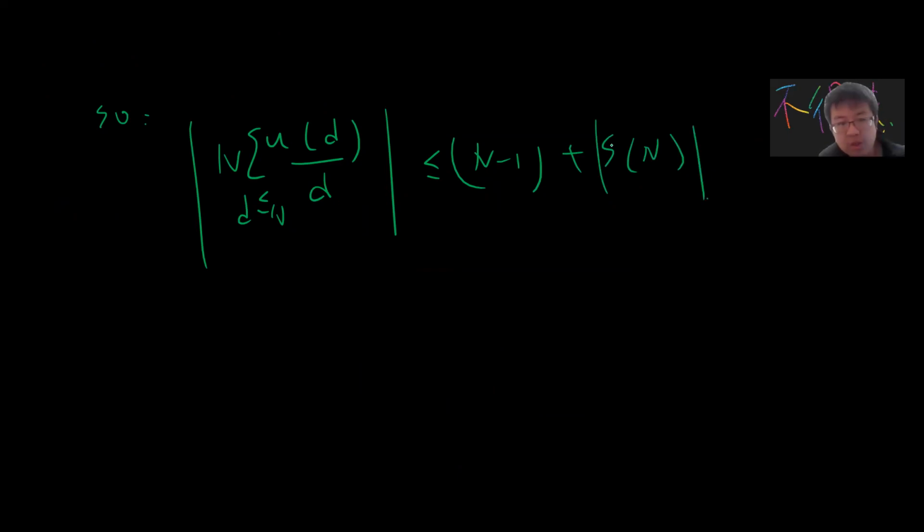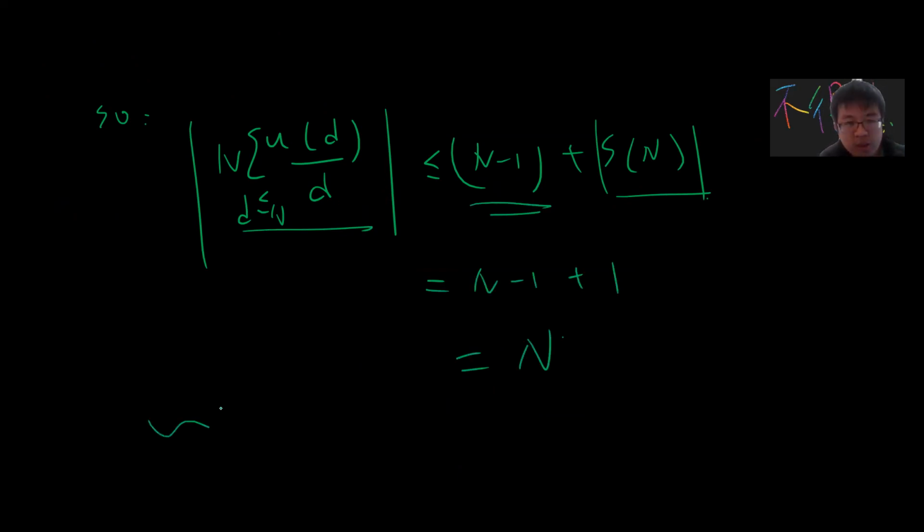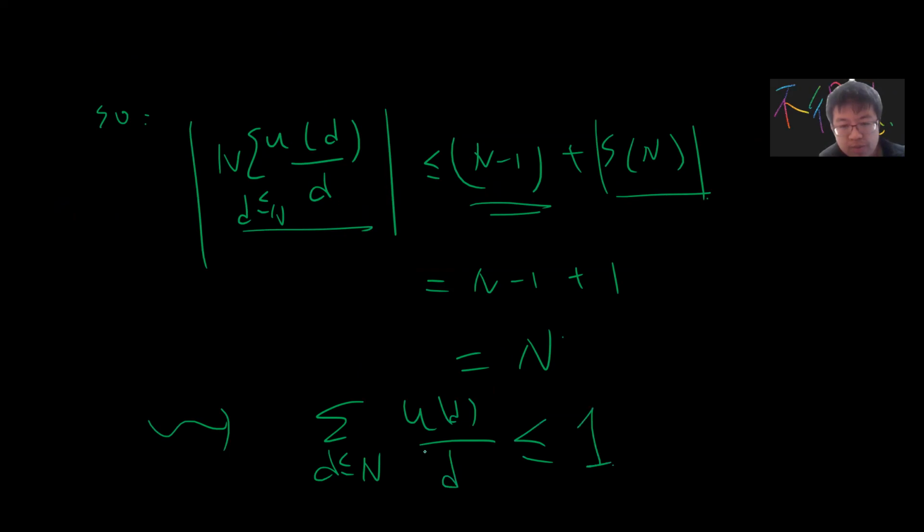Okay, hopefully you guys can see why this is true, right? Because this guy minus this guy is this guy. So this is just n minus 1 plus 1, which is n. Divided by n, then you prove that the sum over d less or equal to n of mu of d divided by d is less or equal to 1. Okay, so this is the non-trivial result, a non-trivial bound for the Mobius function.